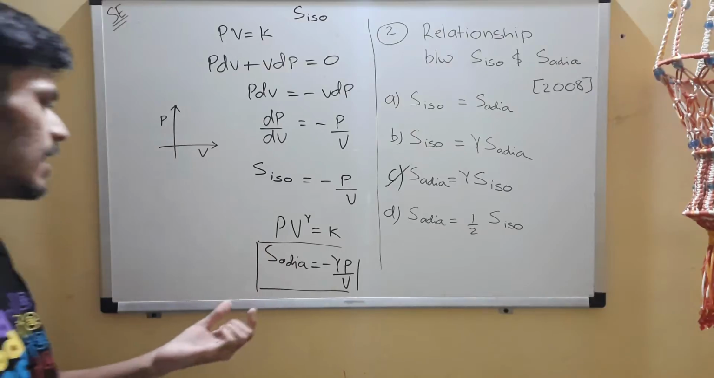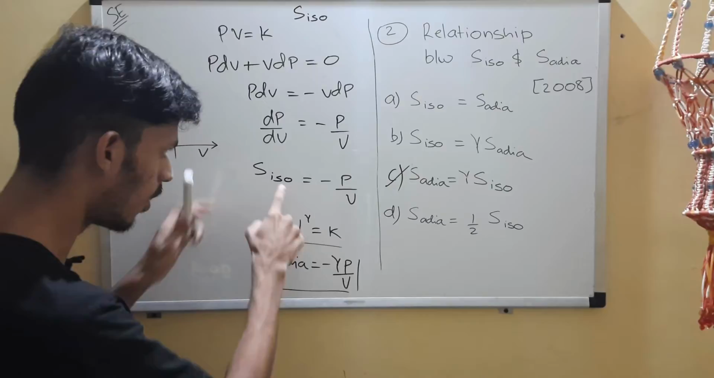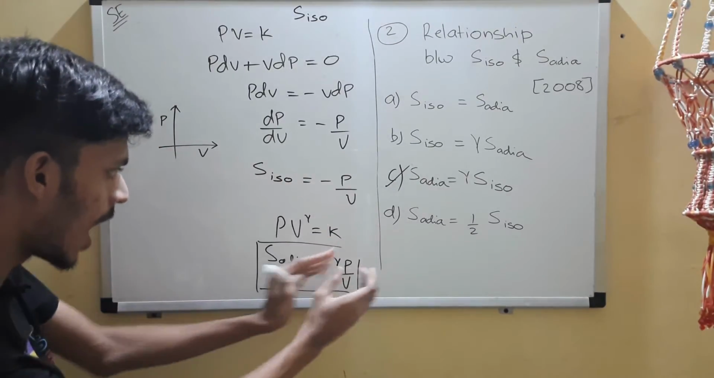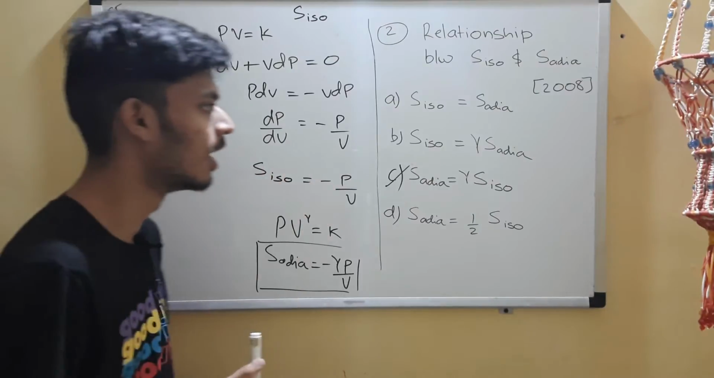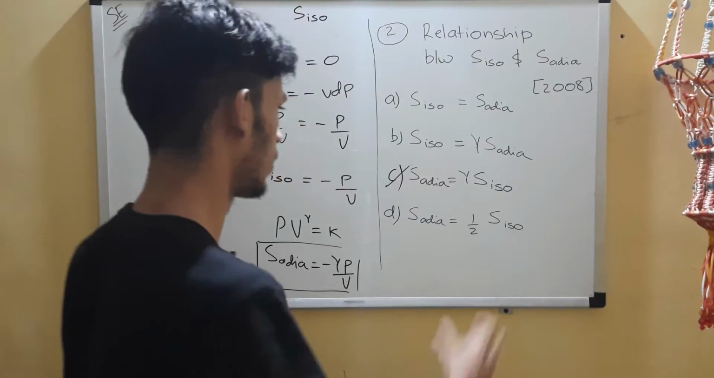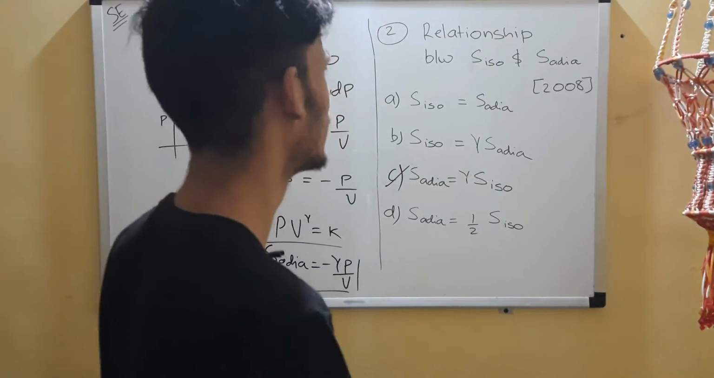So you can easily see that the slope of the adiabatic process is gamma times the slope of the isothermal one, right? So that is how you do question 2. Remember the answer as a result: slope of the adiabatic process is gamma times the slope of the isothermal one.